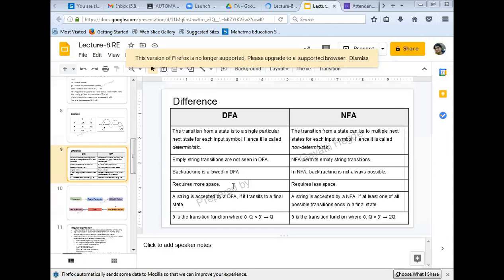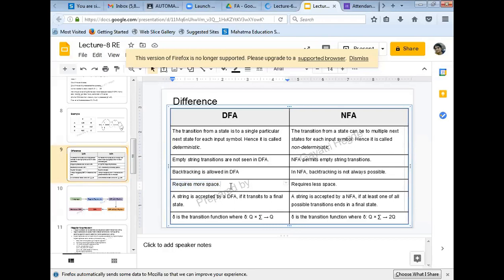Then, DFA requires more space because it has more states than NFA. Compared to DFA, we can represent the same machine in NFA using fewer states. Next, a string is accepted by a DFA if it transits to the final state. In an NFA, a string is accepted if at least one of all the possible transitions ends in a final state. Because of the empty string, it can have multiple transitions, so we have to check which transition is reaching the final state. And we have already seen the transition function: this is Q here and this is 2^Q here. So this is the difference between DFA and NFA. This is usually asked for 5 marks in your final exam. Okay, so we'll move on to the next one.